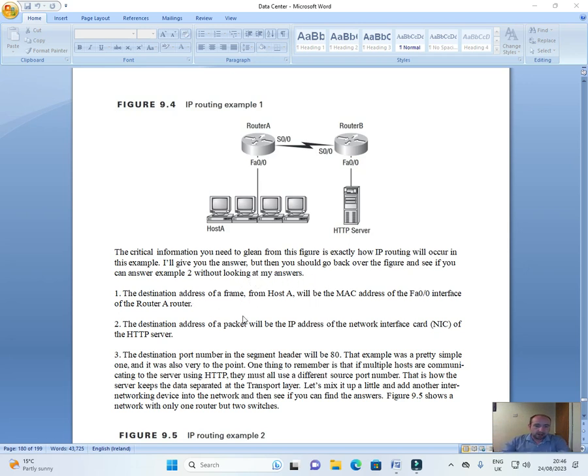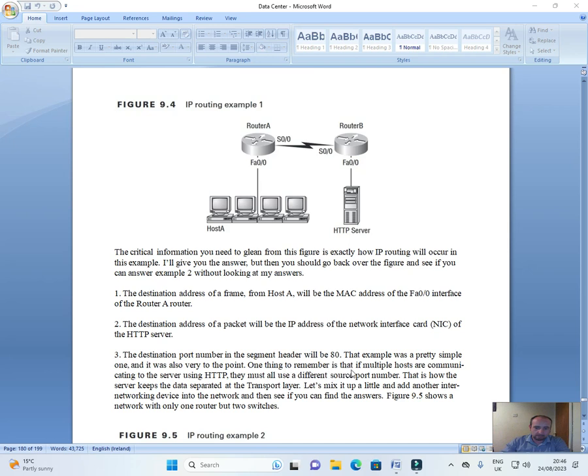The destination address of a frame from host A will be the MAC address of the FA0/0 interface of the router A router. The destination address of a packet will be the IP address of the network interface card, NIC, of the HTTP server. The destination port number in the segment header will be 80. That example was a pretty simple one, and this was also very to the point.